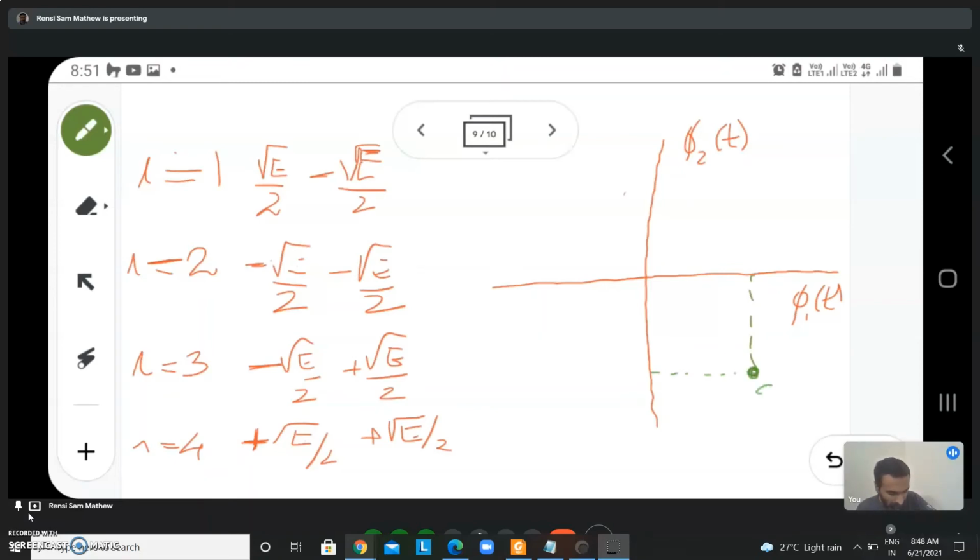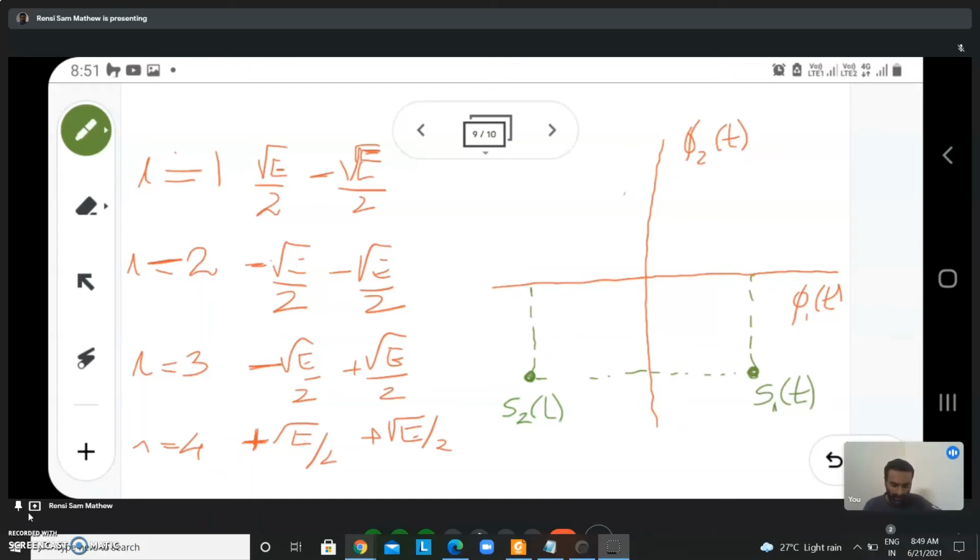That is S1 of t, because it is plus root t by 2 in the phi 1 axis and minus root t by 2 in the phi 2 axis. Now the second point is minus root t by 2, minus root t by 2. So that will be this point, right? S2 of t, because both are minus root t by 2, minus root t by 2.